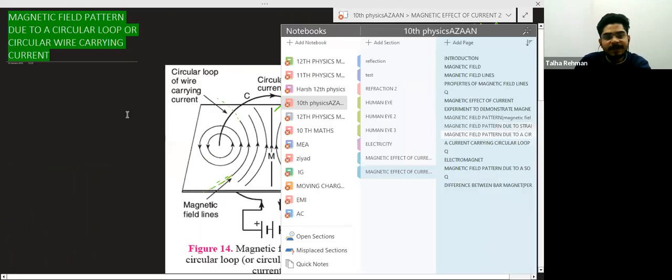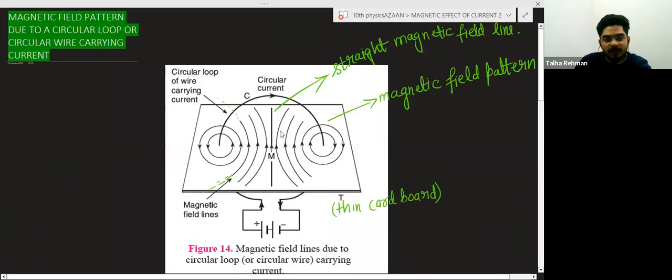So the magnetic field pattern due to a circular wire. You can see this circular wire, and this is a thin cardboard. This circular wire is embedded like this in the thin cardboard. This is C, the circular wire, and it is connected with a battery, positive terminal and negative terminal. So current will flow like this from the positive terminal to the negative terminal, which means in this circular wire, the current will flow.